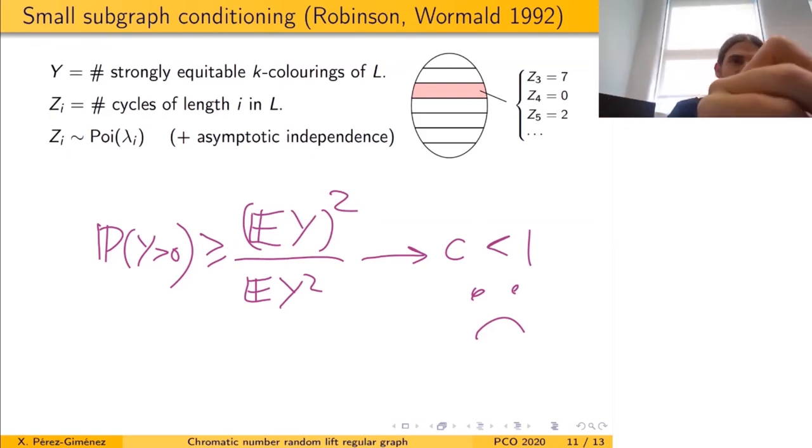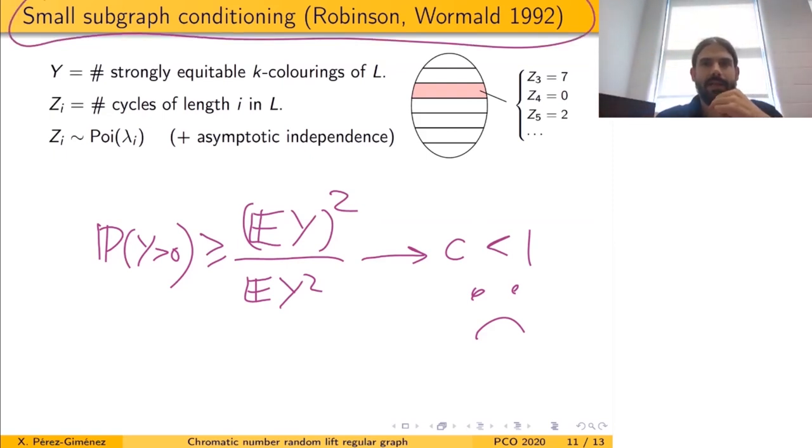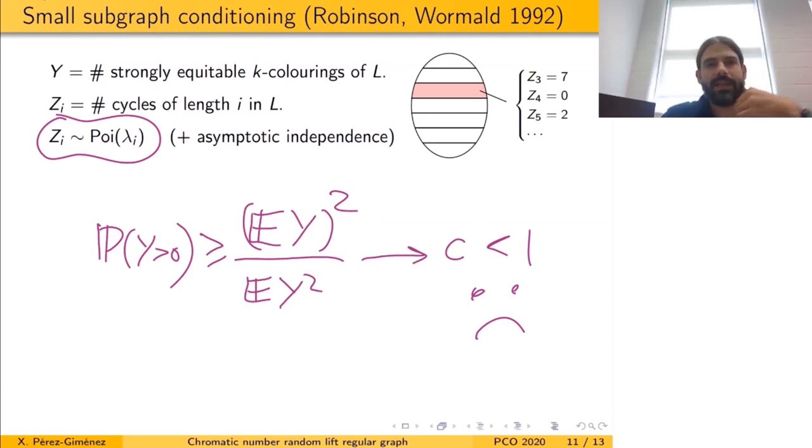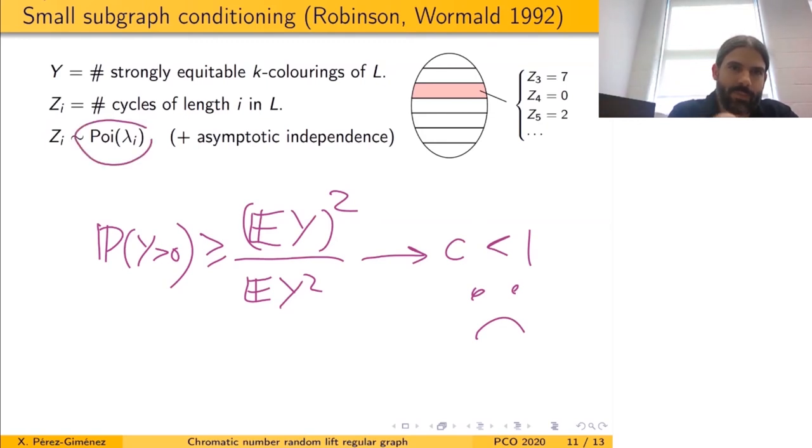For those who are not familiar with the small subgraph conditioning method, I'm just going to give you an intuitive idea of what's going on. I claim that this second moment is affected by the fluctuations due to short cycles. If you define Z sub i to be the number of cycles of length i, it's well known, for lifts as well, that these cycle counts are asymptotically Poisson and asymptotically independent. So they behave in the limit like a Poisson of some parameter lambda i.